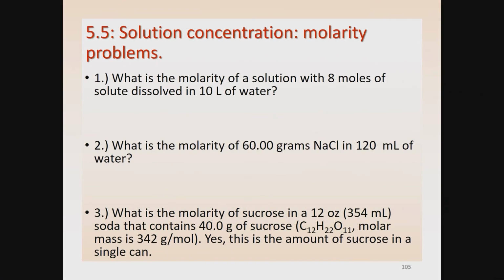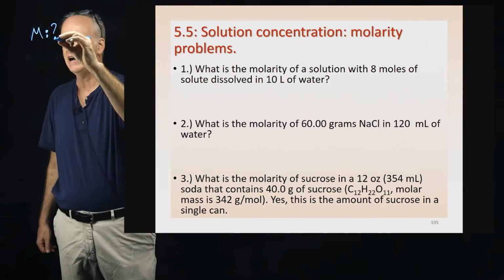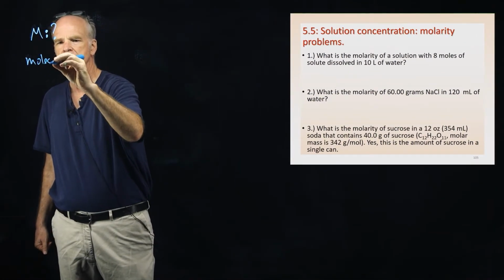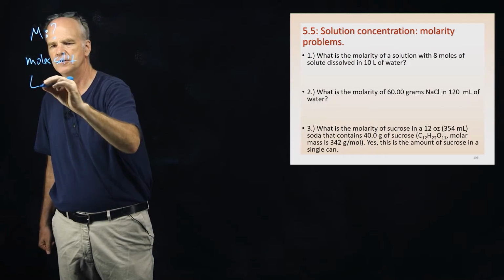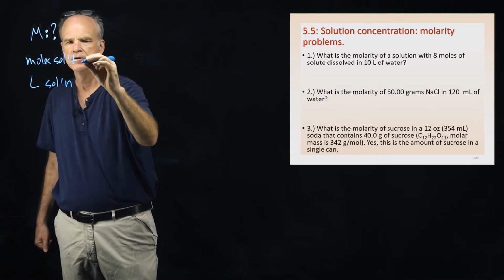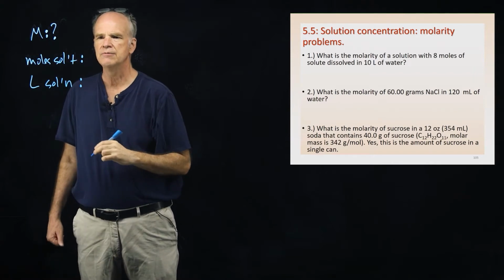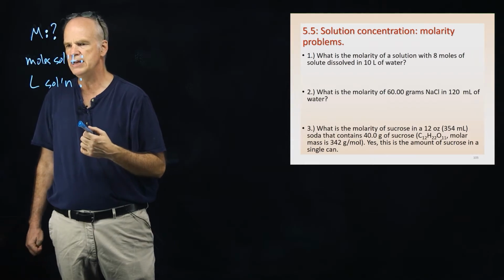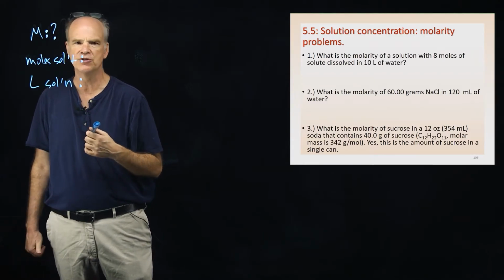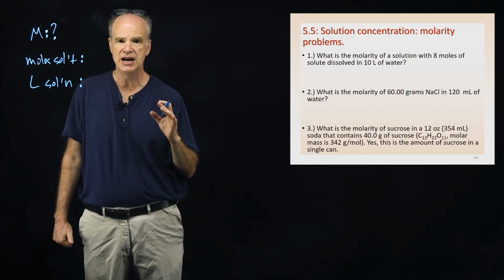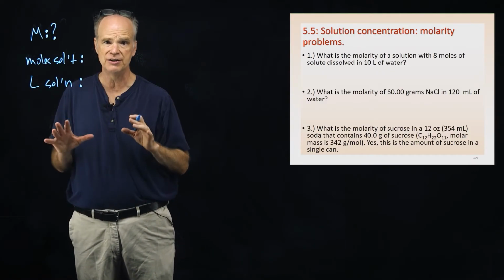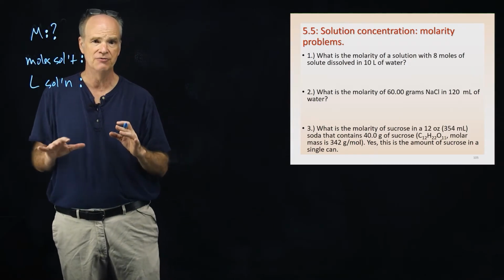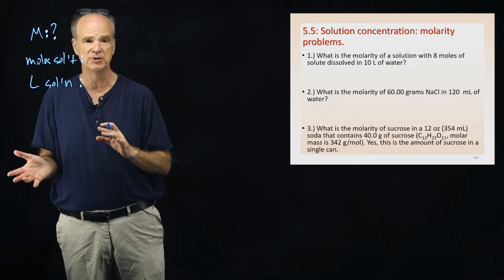Okay, next one's a little bit trickier. So what is the molarity of 60 grams of sodium chloride in 120 milliliters of water? So again, I'm going to assign variables and see where we're at. Okay, so we're trying to find molarity, so I've got a question mark there. So we have 60 grams of sodium chloride. So the sodium chloride is a solute. Now we have it in grams, but again, to use the molarity formula, we have to convert that to moles. So that's a conversion we're going to have to make before we throw that into the molarity formula.